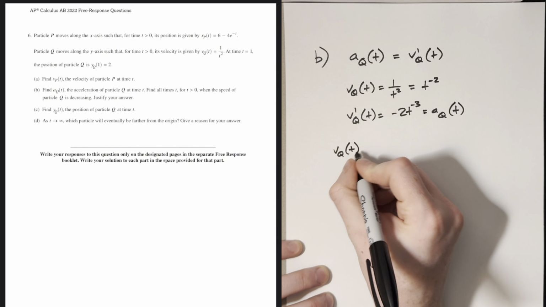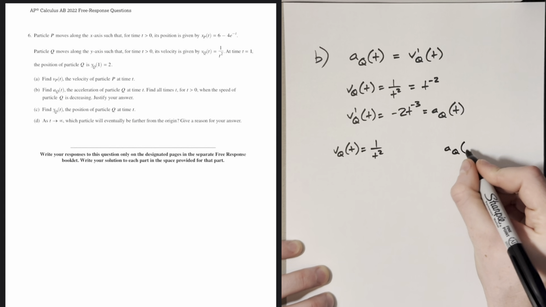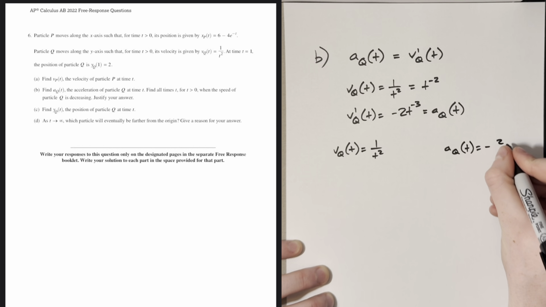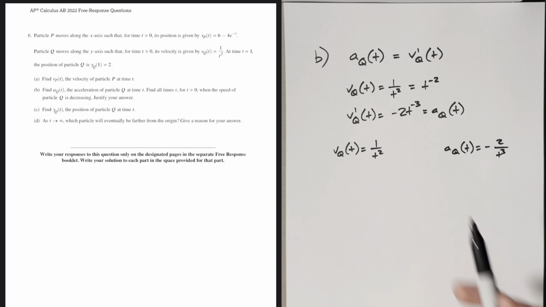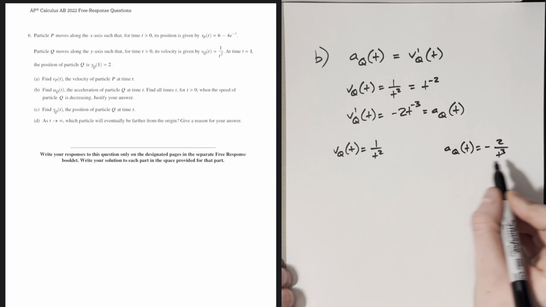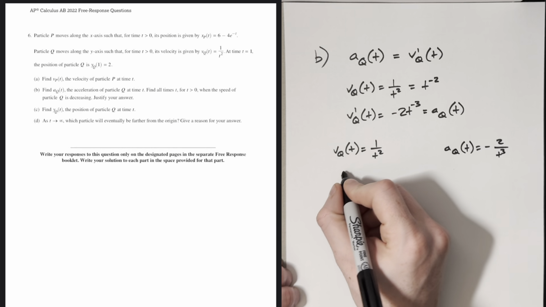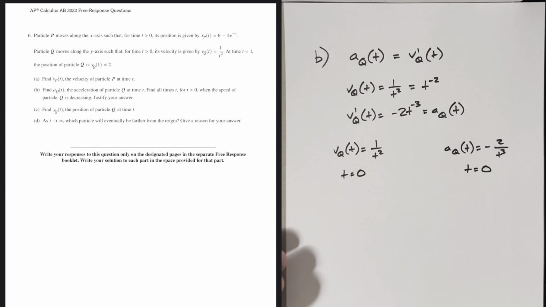So let's look at velocity first. Velocity over here is 1 over t squared. Our acceleration over here is equal to negative 2 over t cubed. Let's think about it. Our velocity and acceleration would change signs when it is equal to 0 or undefined. The only place for either of these functions to be 0 or undefined is t equals 0. But t equals 0 is outside of our range.